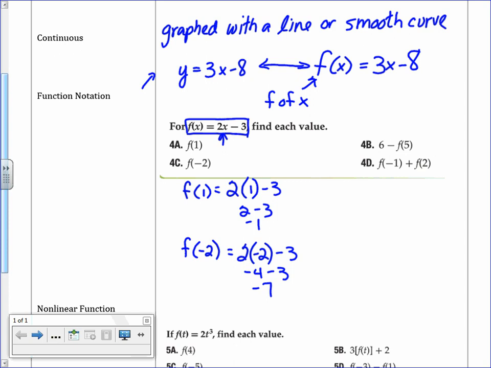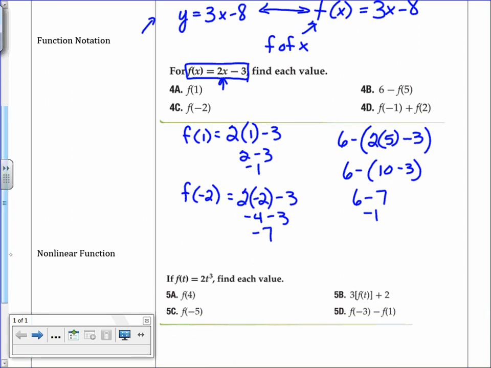Now we have 6 minus f of 5. And when you first look at that, you're like, holy moly. But this is all it is. 6 minus the entire quantity. And then we go back to our function. 2 times 5 minus 3. So I have 6 minus 10 minus 3. And 6 minus 7, which is negative 1. Really not that bad once you understand what this f of x is actually doing.